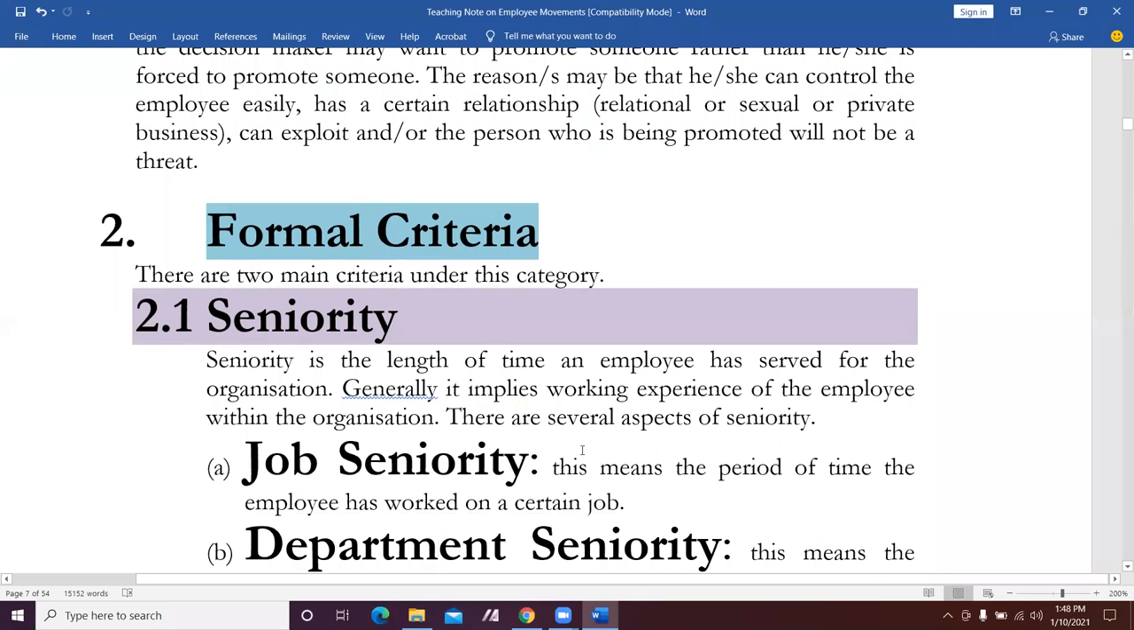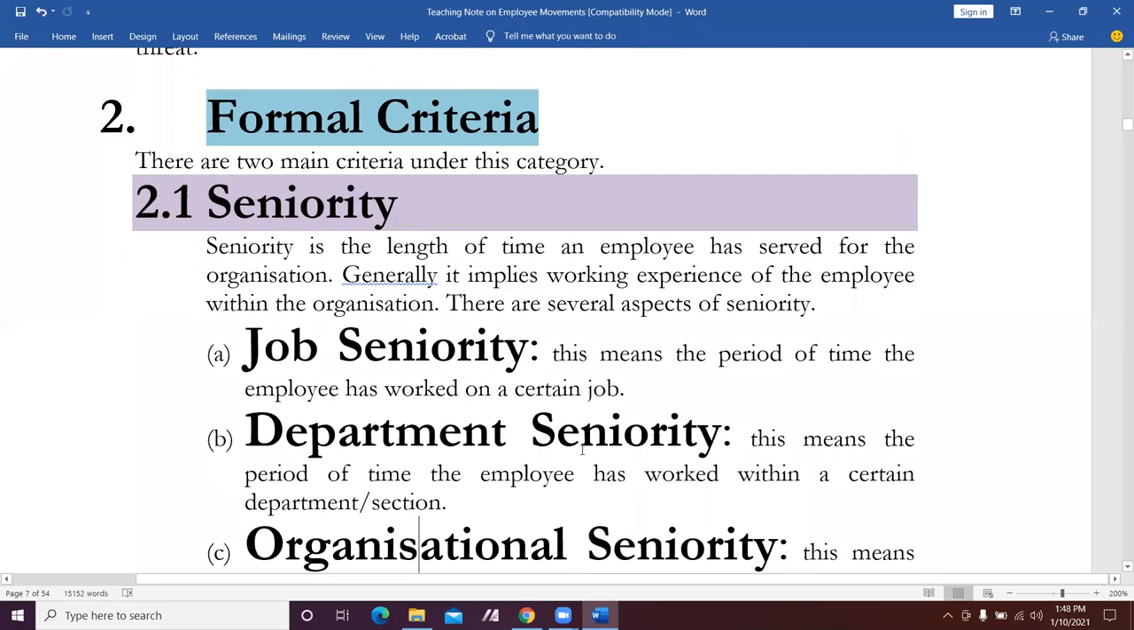Then the formal criteria. Ideally, we have to consider formal criteria. Basically, there are two main sub-criteria under formal criteria. The first one is seniority. The second one is merit. So what is seniority? Basically, it is the length of time that a particular employee has served the organization. Generally, it implies the working experience of the employee within that particular organization in which an attempt is being made to fill the vacancy.